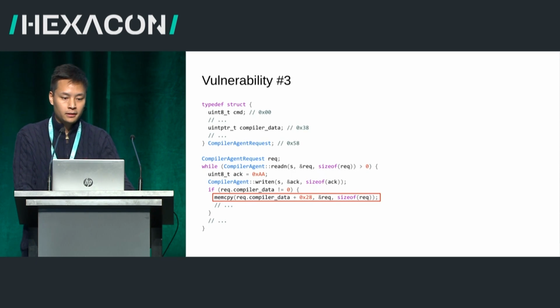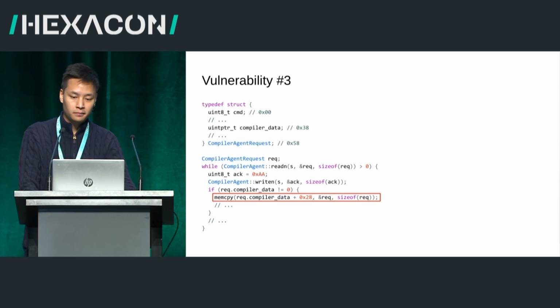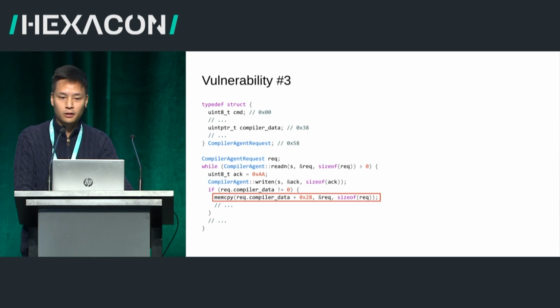The third vulnerability is in the protocol between the two processes. Namely, the runtime process can provide an untrusted pointer in the structure, and the compiler process will simply make a backup of the request at that location. In other words, we have a write-what-where primitive.